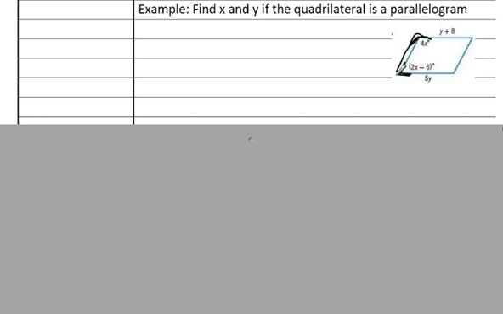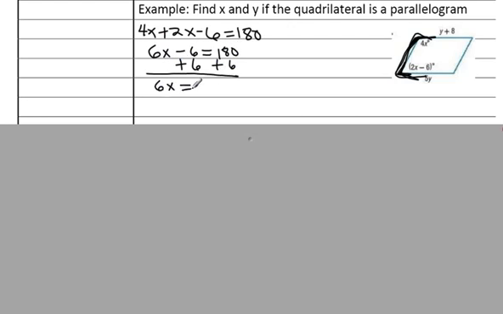So here's our set of consecutive interior angles, and we know that their sum, so 4x plus 2x minus 6, their sum is equal to 180. So I would add 4x and 2x, I get 6x minus 6 equal to 180. I would add 6 to both sides, get 6x equals 186. Divide by 6. So I'll get, for my x value, 31.